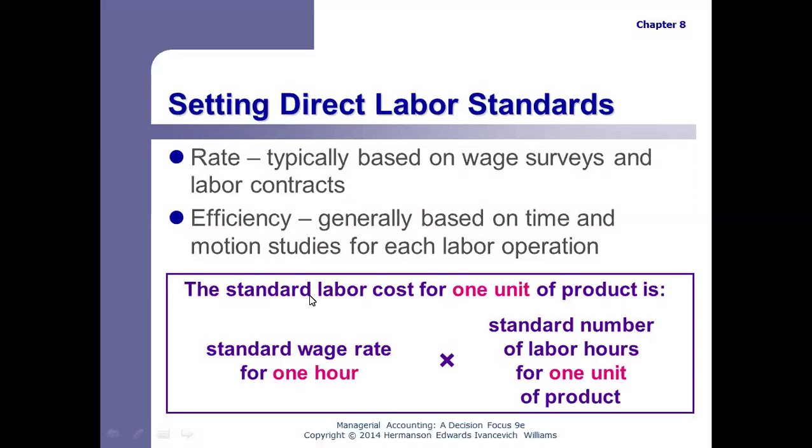So the standard labor cost for 1 unit is the standard wage rate for 1 hour, what you think you should be paying, or the goal of how much you're supposed to be paying for an hour, times the standard number of hours for 1 unit. So how long should it take to produce 1 unit? What's the goal for how many hours it should take for 1 unit of product? Okay, so standard wage rate times the standard labor hours is the standard cost for 1 unit.